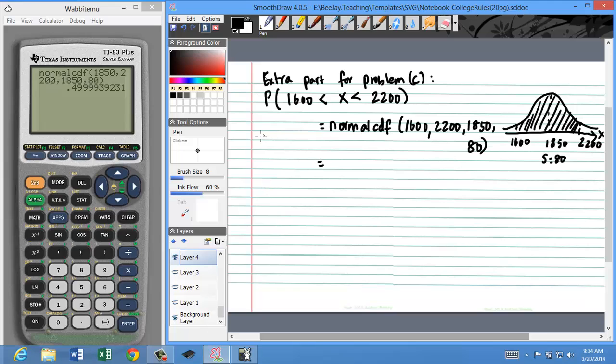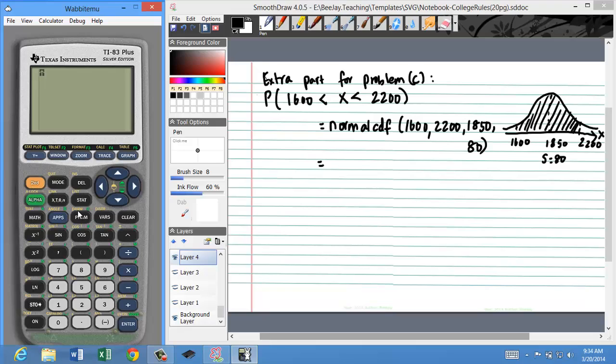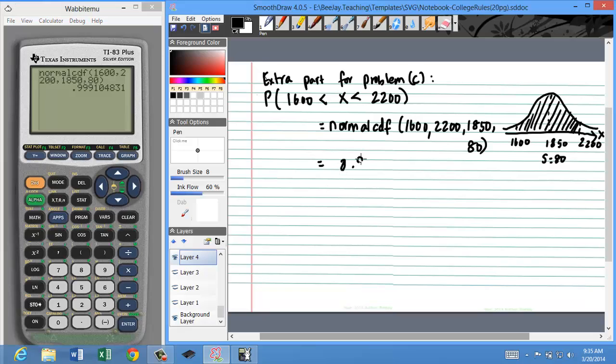And if I put those numbers in, I press second vars to get to normal CDF, press 2, and I'll find the probability to be normal CDF 1600, 2200, 1850, 80. Press enter. I get 99.91%, or 0.9991 probability.